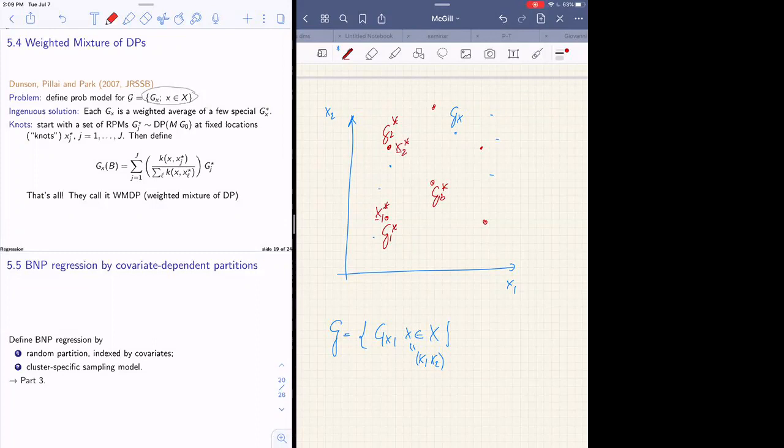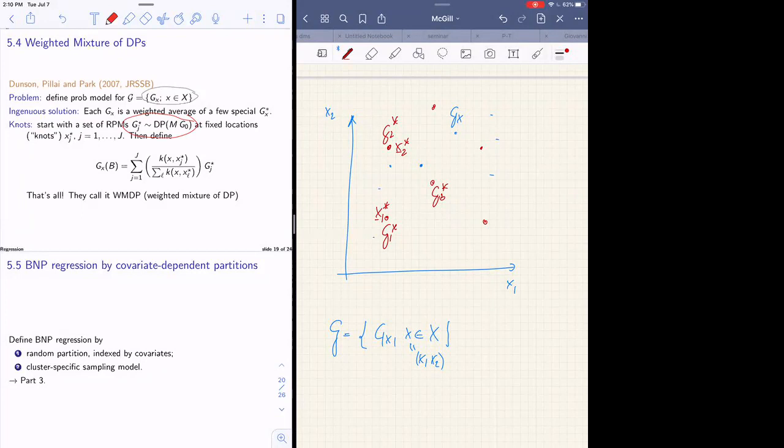Then what we do when we see a patient who falls somewhere in between here, sorry, let me back up. We're only going to put the prior probability model on the red guys. So here's the prior probability model on the red guys. We simply assume independent Dirichlet process priors for these. Think of them like the knots in a spline, almost.